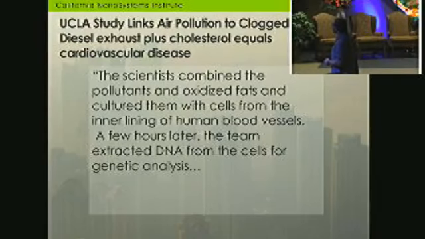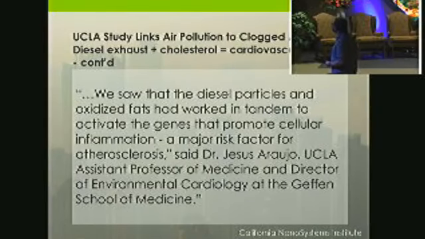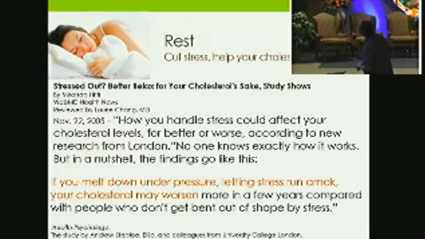Air, fresh air, part of our lifestyle. All right. Okay, that's the VA. Yeah, so air pollution, clogged arteries, all that good stuff. So more environmental stuff coming your way in terms of that. Now here is also important: rest. Helps to cut stress and it helps to lower your cholesterol.